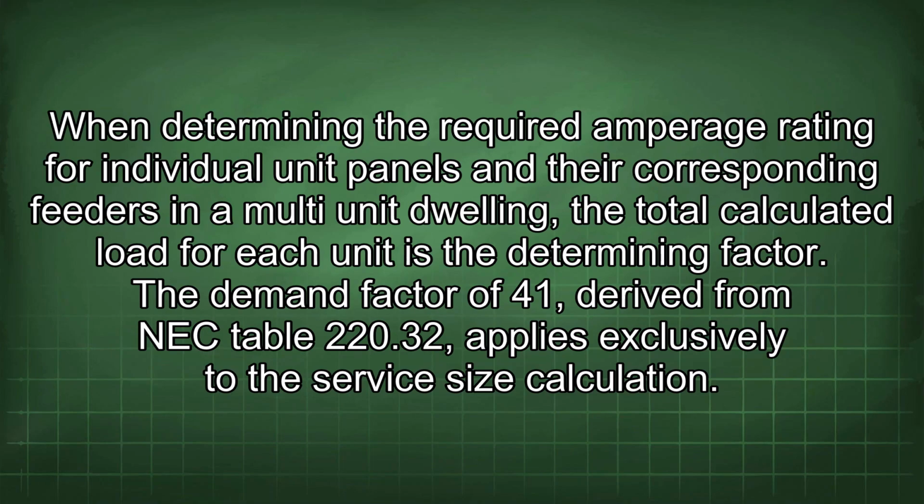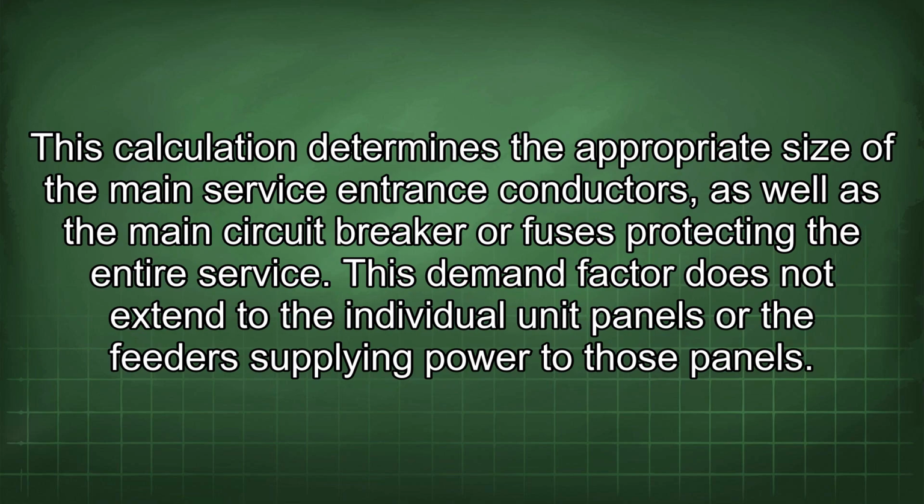When determining the required amperage rating for individual unit panels and their corresponding feeders in a multi-unit dwelling, the total calculated load for each unit is the determining factor. The demand factor of 41, derived from NEC Table 220.32, applies exclusively to the service size calculation. This calculation determines the appropriate size of the main service entrance conductors, as well as the main circuit breaker or fuses protecting the entire service. This demand factor does not extend to the individual unit panels or the feeders supplying power to those panels.